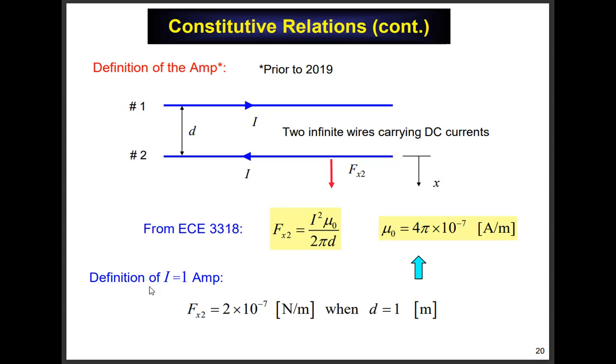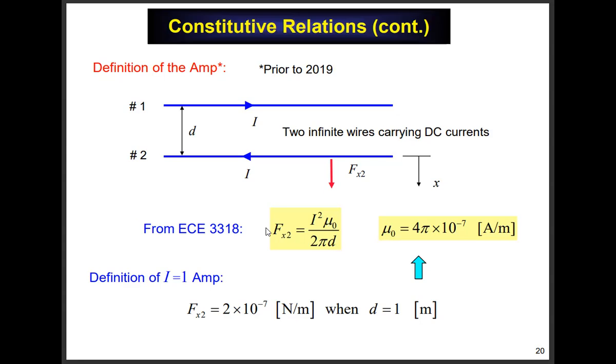So what's the definition of the amp? Here it is. The amp is the current level in these wires such that when they're 1 meter apart, the force you experience here is 2 times 10 to the minus 7 newtons per meter. That is the definition of the amp. Now, if you take that as a definition, we can't argue with it. It's just a definition. If we take that as a definition, the one nice thing is that it allows us to solve for mu 0.